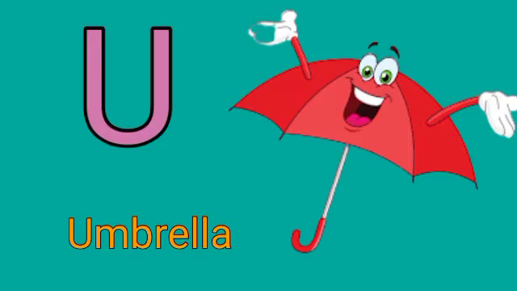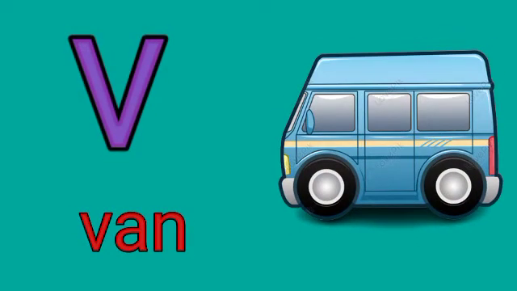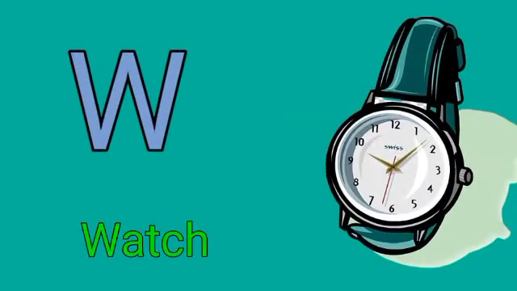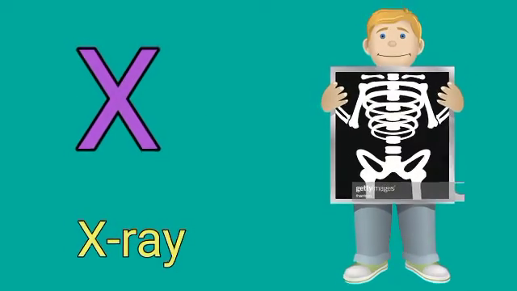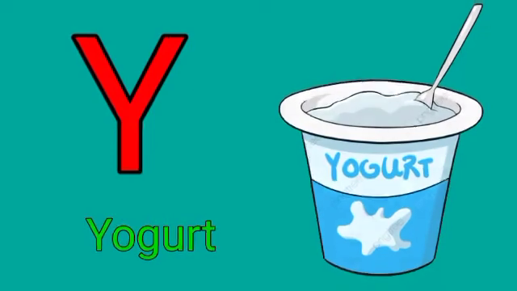U for umbrella. V for van. W for watch. X for x-ray.